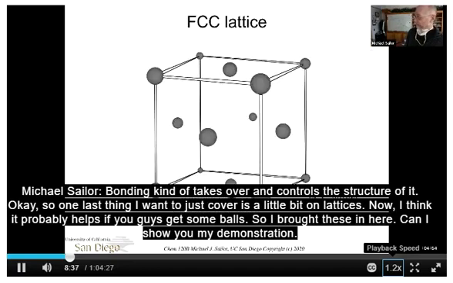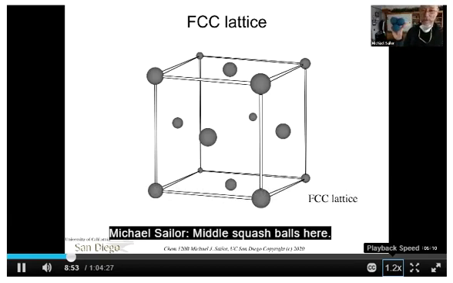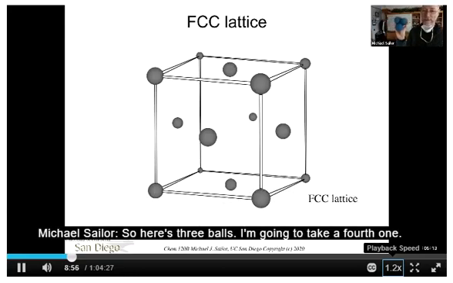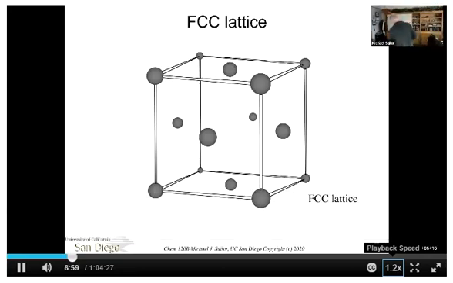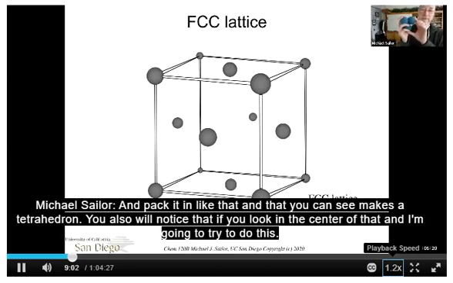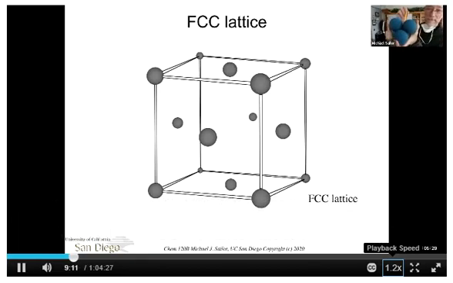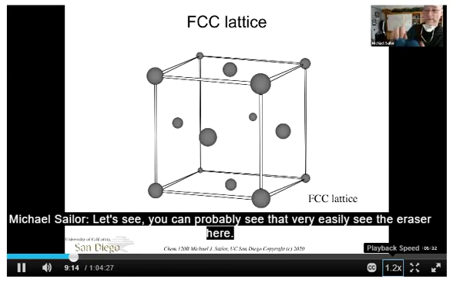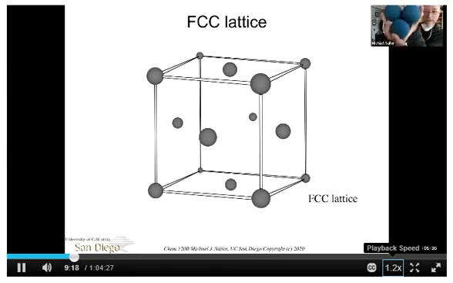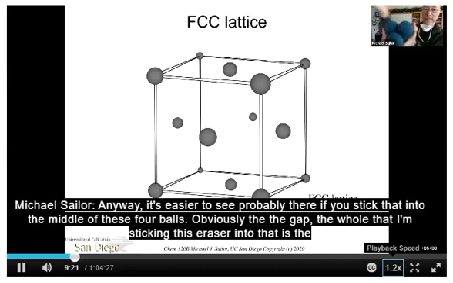Okay, one last thing I want to cover is a little bit on lattices. I think it probably helps if you get some balls. So I brought these in to show you a demonstration. Little squash balls here. So here's 3 balls. I'm going to take a 4th one and pack it in like that, and you can see that makes a tetrahedron. You also will notice if you look in the center of that, and I'm going to try to do this without my hand puppet. You can't see that very easily. See the eraser here? It's easier to see there.